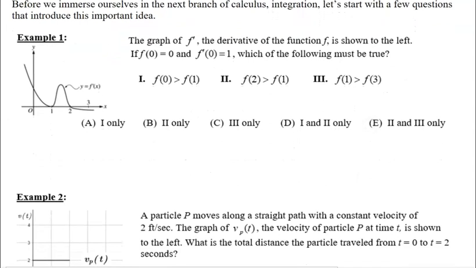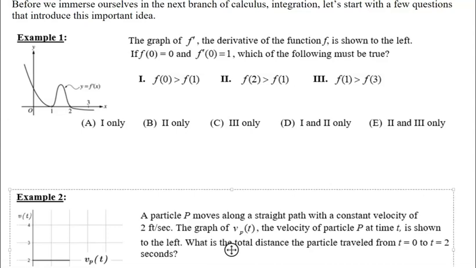We have a graph here, and it does tell us that it's the derivative. So this is the graph of f prime of x. We don't know what f is. And we do know, though, that f of 0 equals 0 and f prime of 0 equals 1. Okay, so if this is the graph of f prime, that's telling me that right here I have a height of 1. Okay, and then we want to know which of these three statements are true.